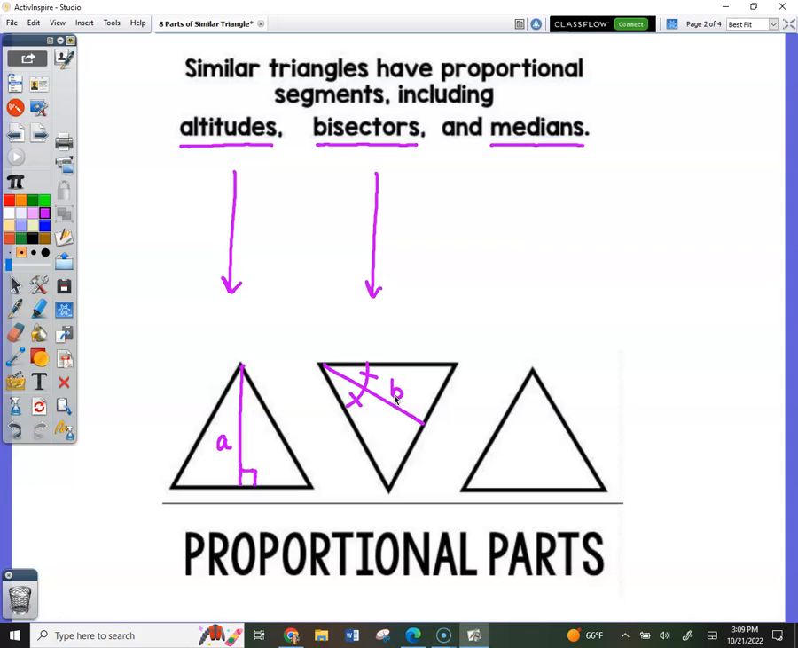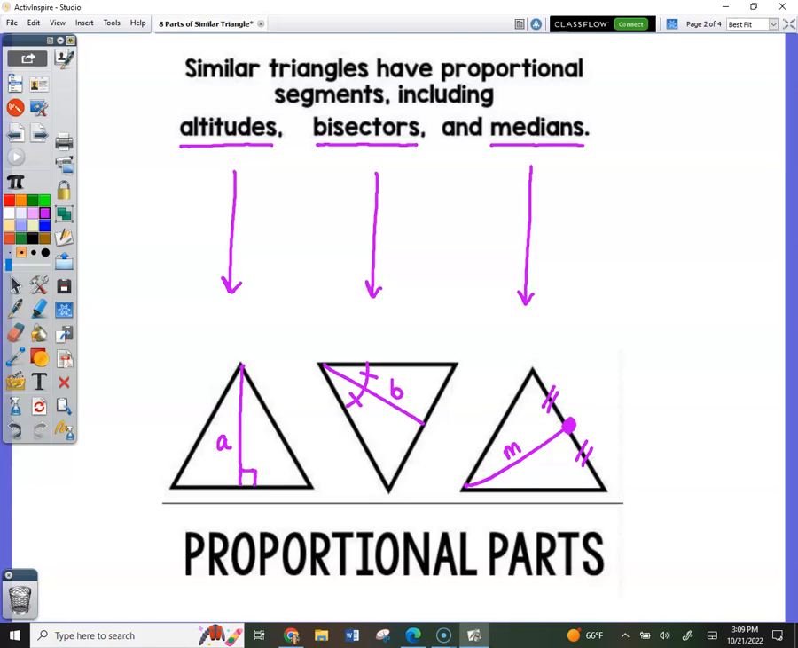Median. Where's a median on the road? The middle. Median is when a segment is coming from a corner to the midpoint of that side. So it's cutting the side in half. This is the median. Okay?